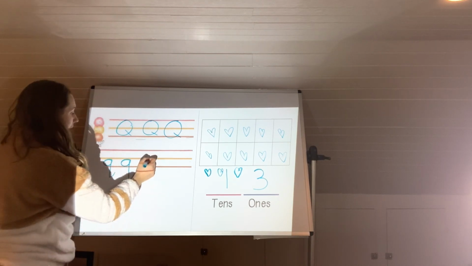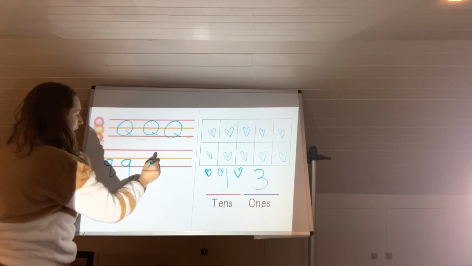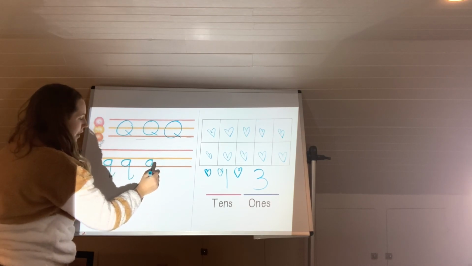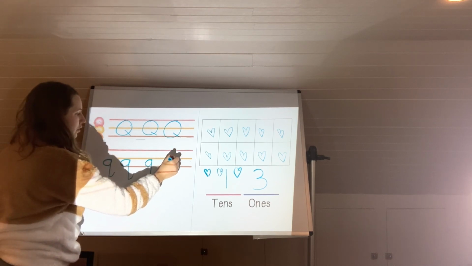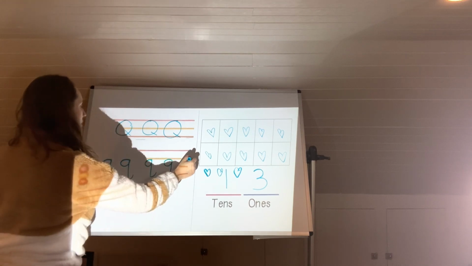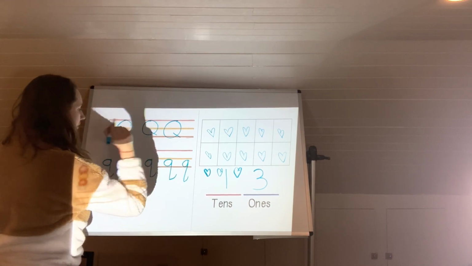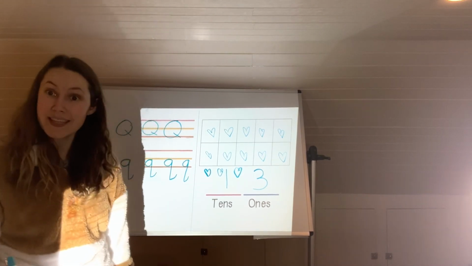So let me show you again. And I'm doing it without lifting up my pen. I make a round circle, then I go down, curve up to the right. Round circle, go down, curve up to the right. And one more. Round circle, go down, curve up to the right. And that is how we make lowercase q.